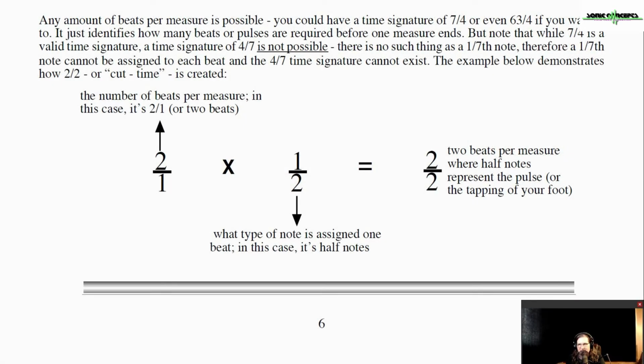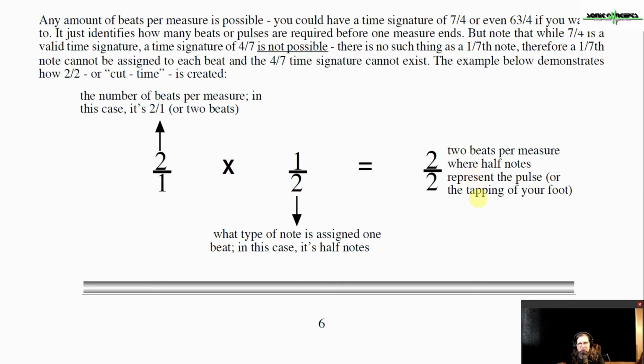To illustrate a different time signature, this example demonstrates how a time signature of 2/2, otherwise known as cut time, is created. The top number of the fraction indicates the number of beats per measure. In this case, it's 2, or 2/1, meaning 2 beats per measure. The bottom note of the fraction is what type of note is assigned to one beat. In this case, it's half notes. So by multiplying 2/1 by 1/2, we come up with 2/2, which means 2 beats per measure where half notes represent the pulse or the tapping of your foot.